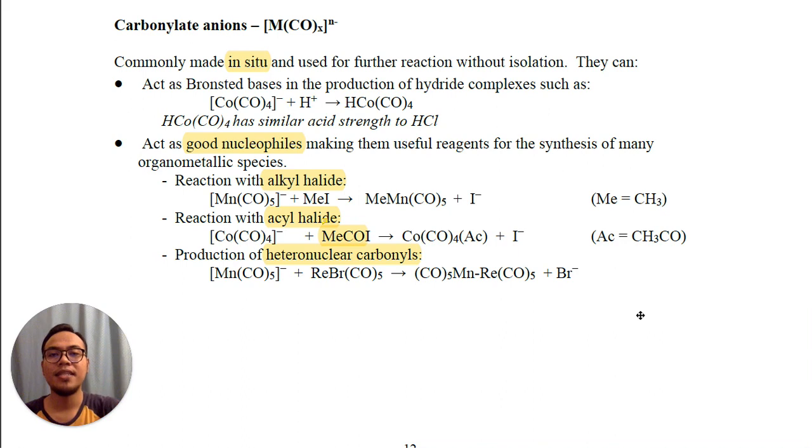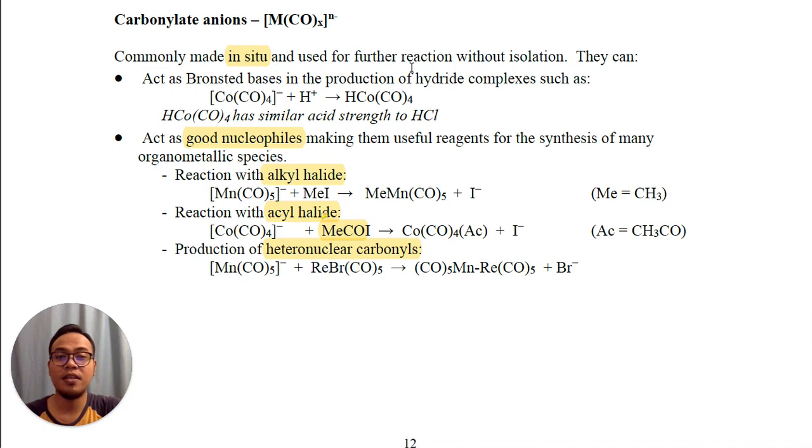So we can prepare this in situ, which can be used for further reaction without isolation. So can you find the meaning of in situ? This is going to be your first question today. So they can, first one, act as Bronsted bases. So if you still remember, we have learned three types of acid and base. We define pi-acid ligand based on Lewis definition of acid. Now we have Bronsted base.